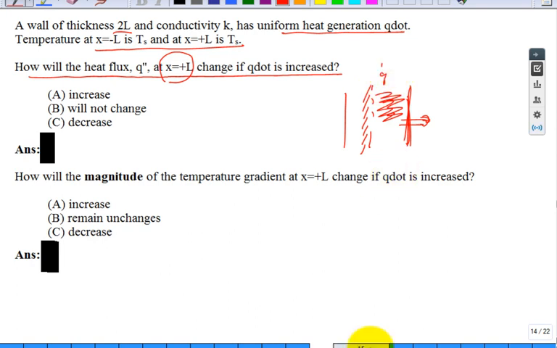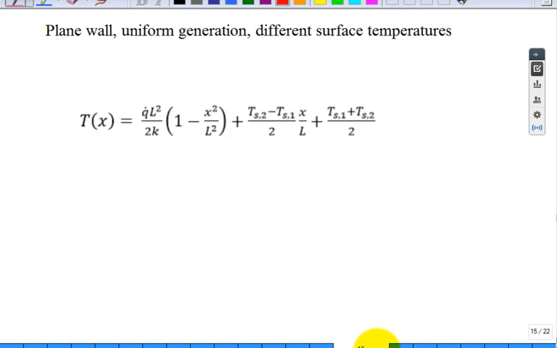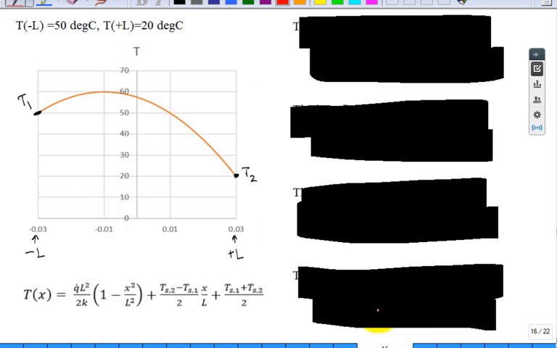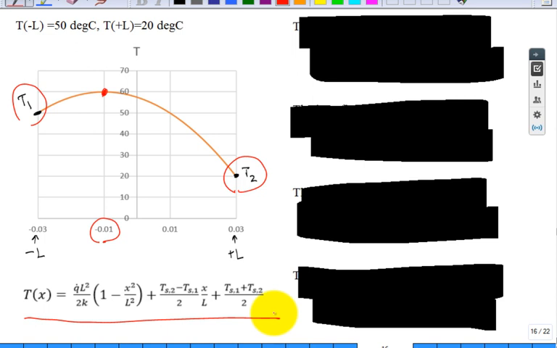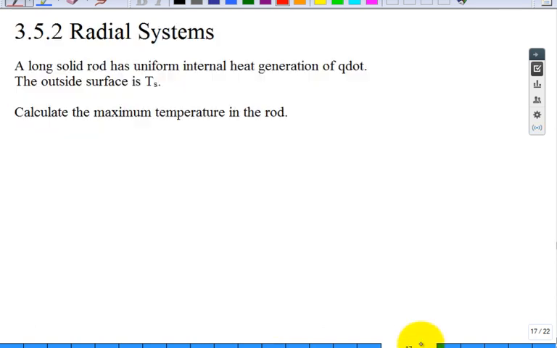All right, I can see I ran out of time. Here are plots where T1 is not equal to T2, and you can see what happens. Does the maximum stay in the middle, or does it shift over? It shifts over toward the higher temperature side. All of that works out of our analytic expression for our quadratic temperature profile.